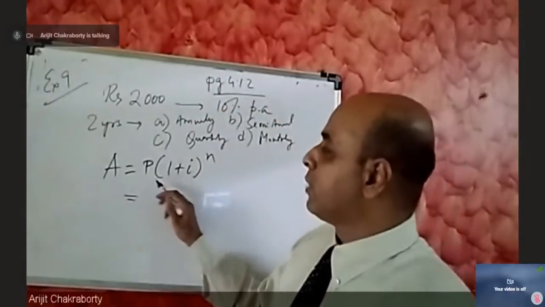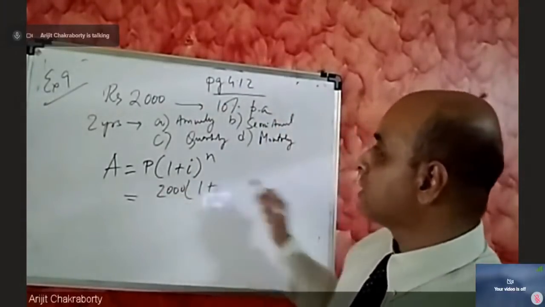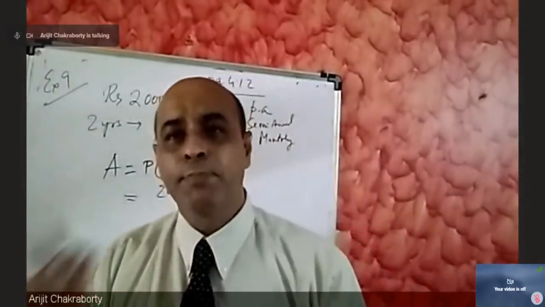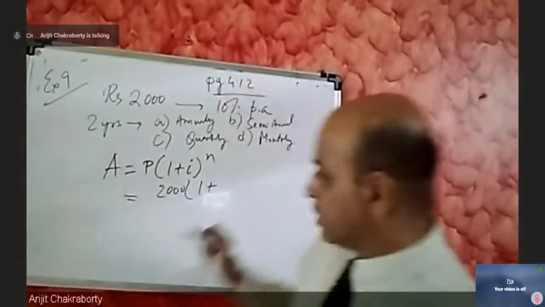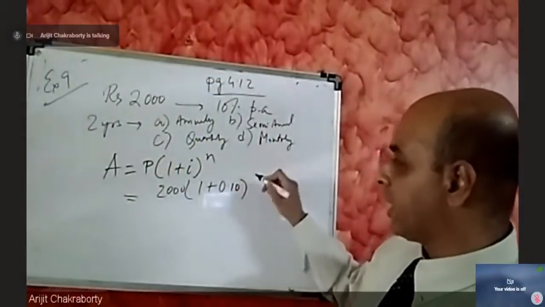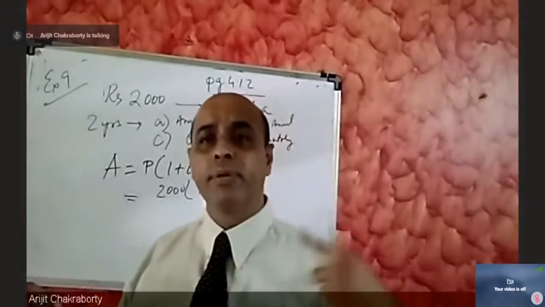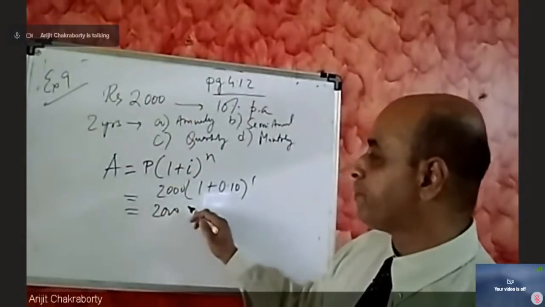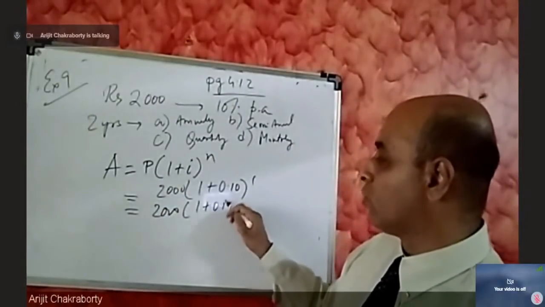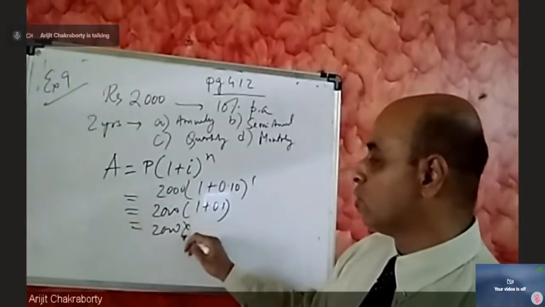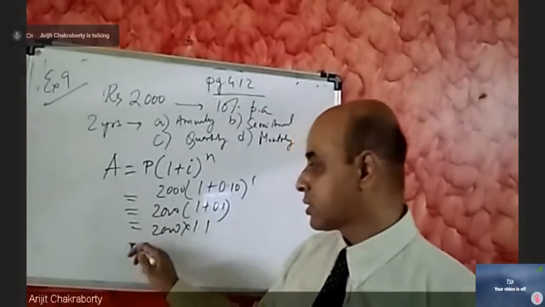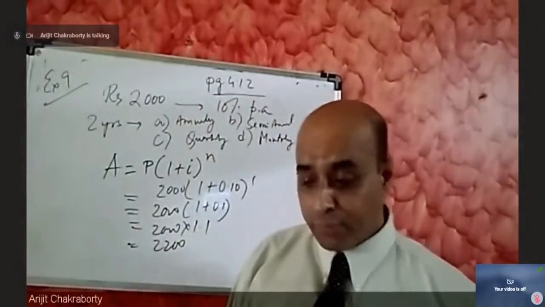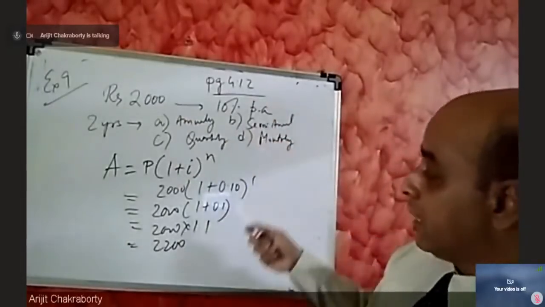So you have the principal amount 2,000, into 1 plus the interest rate, which is given as 10%. Please note 10% means 0.10. So 1 plus 0.10 to the power n. Here n is 1 because the number of conversion periods is 1. So the formula is 2000 into (1 plus 0.1), that means 2000 into 1.1, that is 2200.